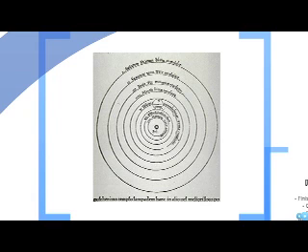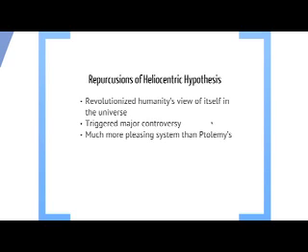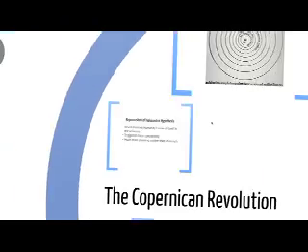But here's the Sun, Mercury, Venus, Earth with the Moon. So he had it all right: Mars, Jupiter, Saturn, and then of course the stars that didn't move. So repercussions. This idea revolutionized humanity's view of itself in the universe. Also triggered major controversy, but overall it was a more pleasing system, simpler than Ptolemy's. He got rid of the epicycles, though it still couldn't predict planetary motion very well.